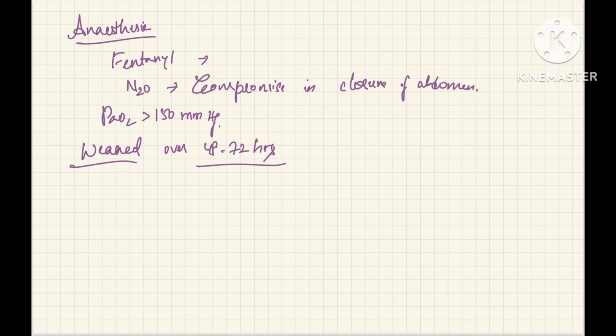This is to avoid a phenomenon called the honeymoon phenomenon. In this, there will be an early smooth course followed by sudden pulmonary vasoconstriction and lethal pulmonary hypertension. So, to avoid this, the patient is ventilated postoperatively and weaned over 48 to 72 hours.